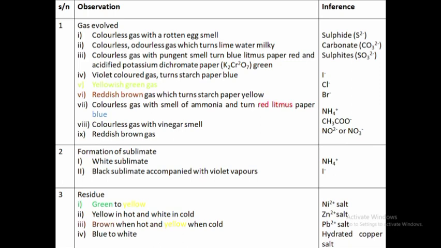Some salts produce residue which changes color from green to yellow, you know it is nickel, while some change color from blue to white, that indicates hydrated copper sulfate. Some salts change color while hot and while cold, like zinc changes from yellow when hot to white when cold. Lead is brown when hot and yellow when cold.